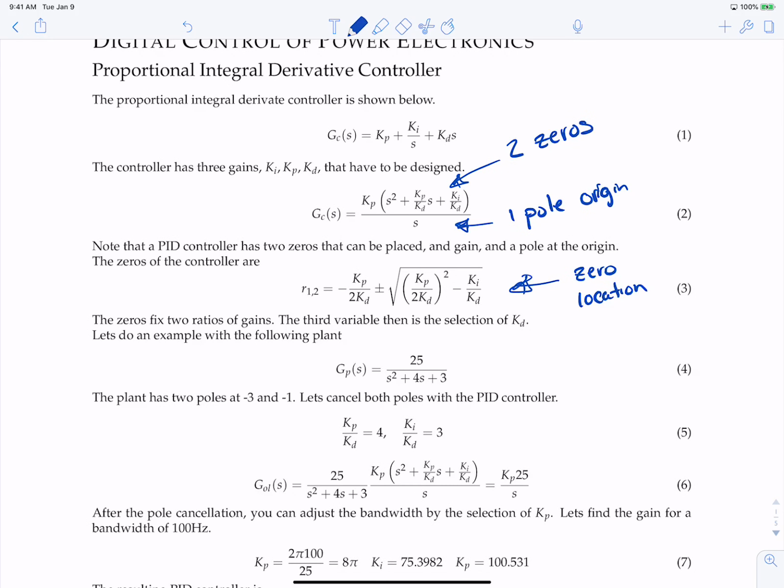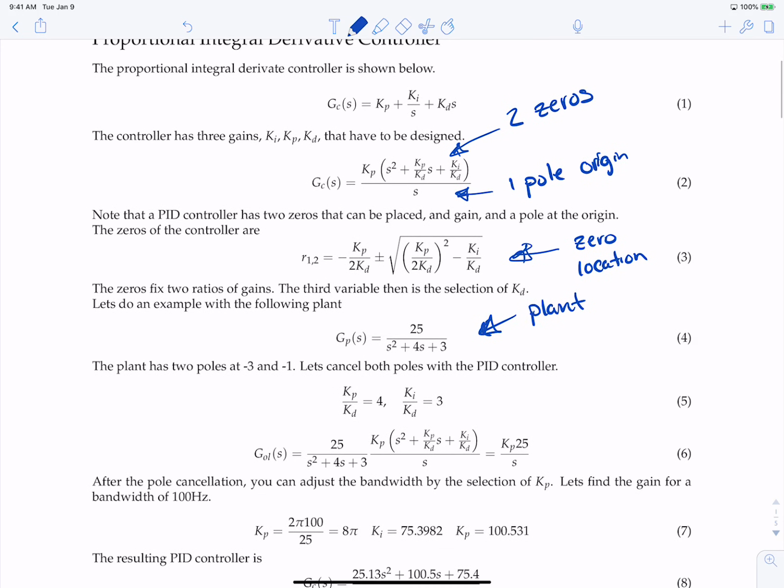Okay, so what we're going to do is apply this to a plant, and I just have an arbitrary plant here in equation 4. We're going to try to look at different values of Kp, Ki, and Kd in order to stabilize this. So this is our plant. This thing has 2 poles already, one at -3 and one at -1. If you take a look at this system, it's already stable as is. But we'd like to be able to control it, meaning put a reference in and control it to be whatever we'd like it to be.